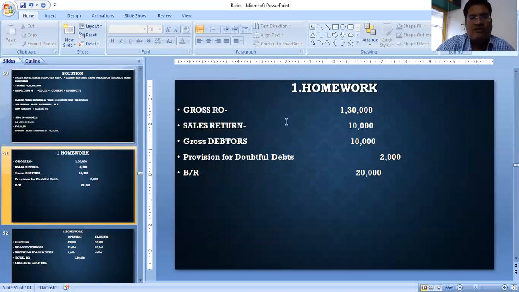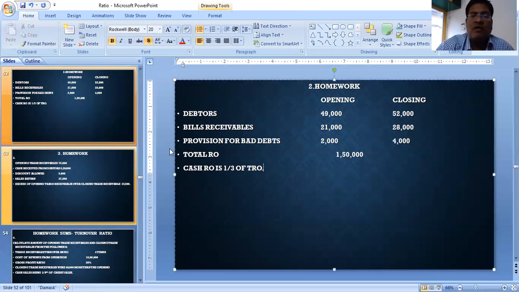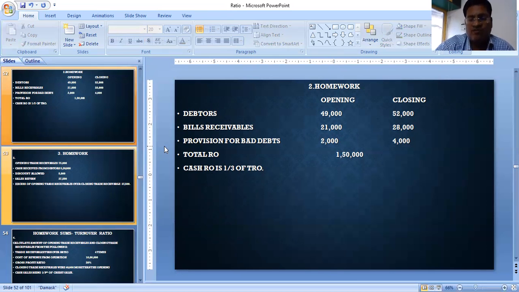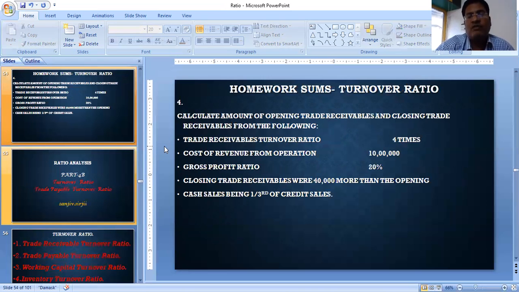Now this is your homework. Gross revenue from operation is given 1,30,000, sales return 10,000, gross debtors 10,000, provision for doubtful debts 2,000, and bills receivable 20,000. Then comes debtors opening and closing, bills receivable opening and closing, provision for bad debts opening and closing, and total revenue from operation 1,50,000. Cash revenue from operation is 1/3 of total revenue from operation. This homework you will be doing. And this third homework also you will do, students. You will find out the TRTR, that is total revenue turnover ratio. This one also you will be doing as homework.